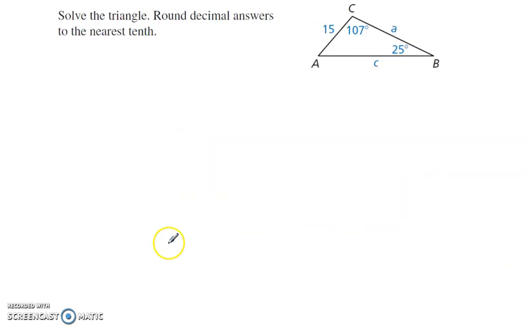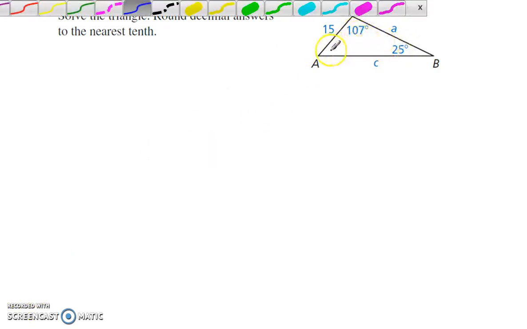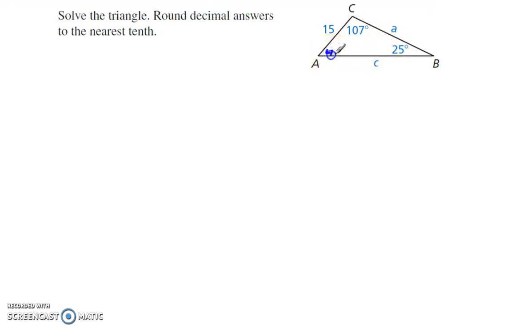Alright, solve the triangle. Round decimal answers to the nearest tenth. Similar procedure, except now we know 2 angles. So we're going to set up our proportions. Actually, we have 2 angles, so let's first find the third one. So we have 180 minus 107 minus 25 gives us 48. Because now we can set up all 3 of these in one.